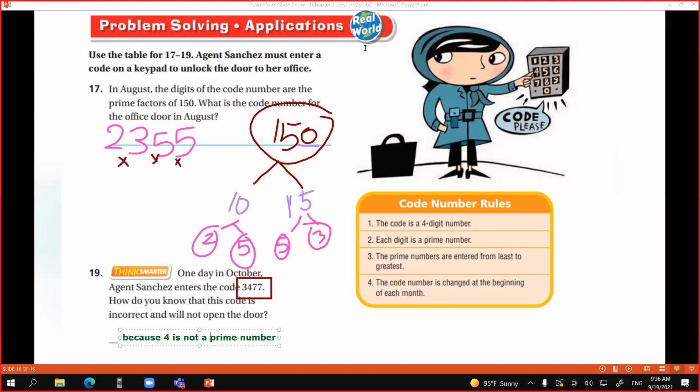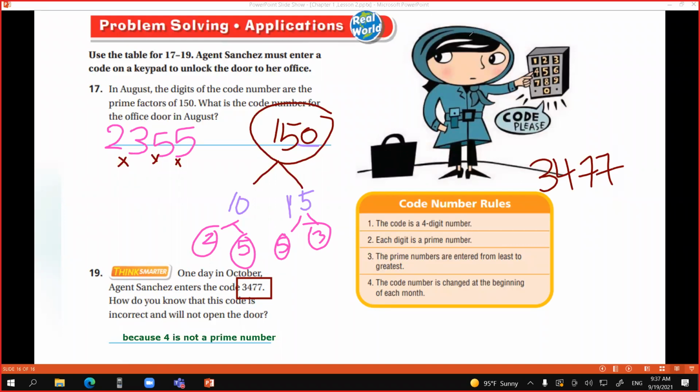Teacher, what is number 18? Which number 18? I chose 17 and 19. Miss, I don't understand number 19. Number 19 here, we have the code 3477. Yes. Okay, 3477. Now, it's not correct.